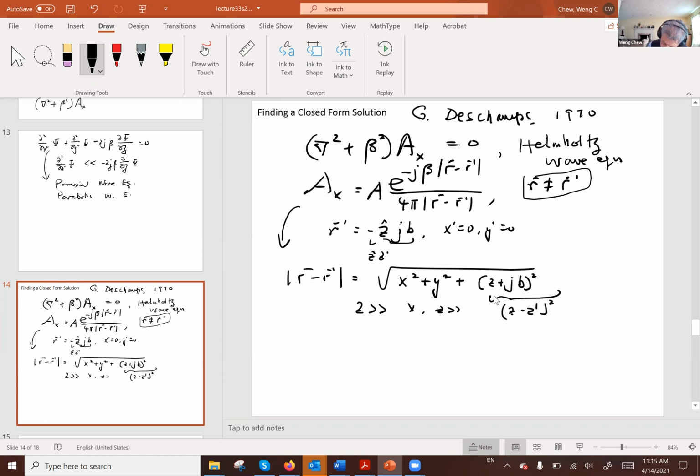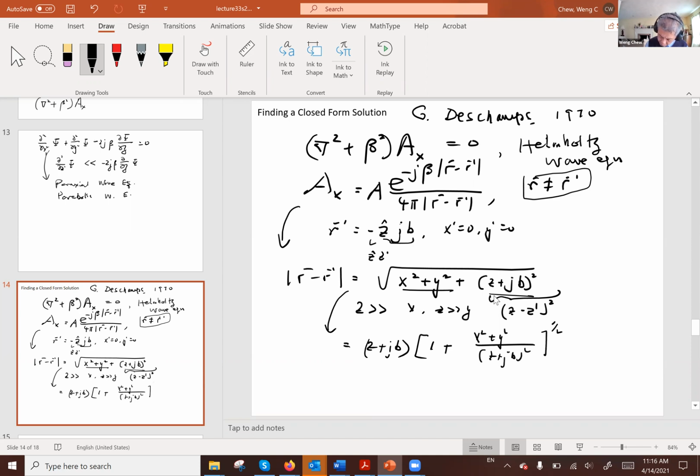And z is going to be much, much larger than y. So if I were to make this approximation, this term is large, this term is small. Then I take the z plus jb outside, and I will have 1 plus x squared plus y squared over z plus jb squared with a square root out there. And then I'm going to make a Taylor series approximation, assuming x and y are small again.